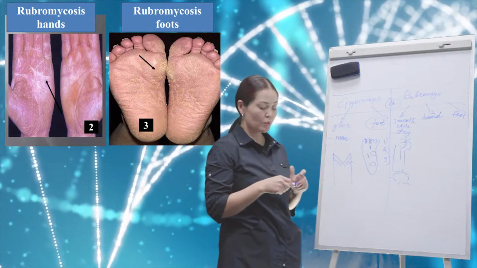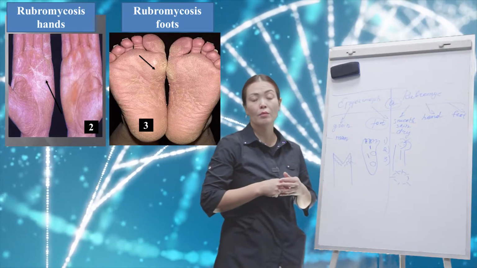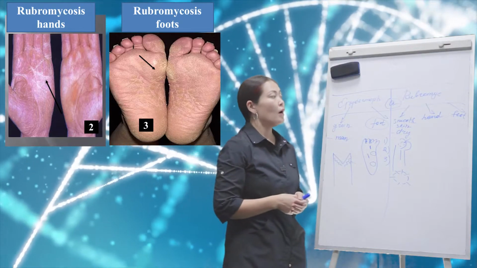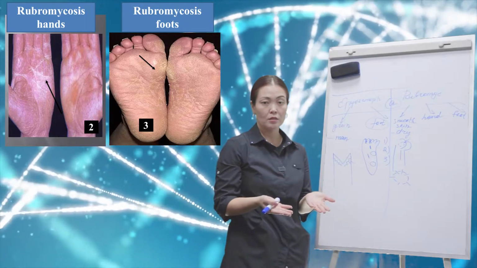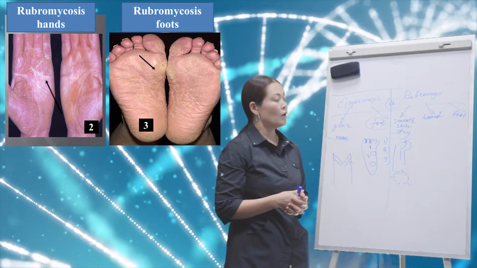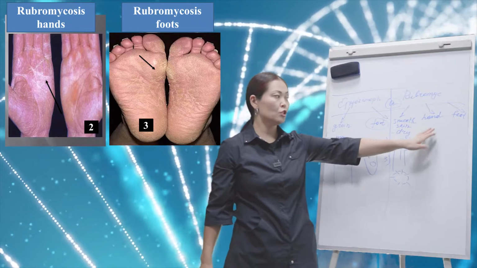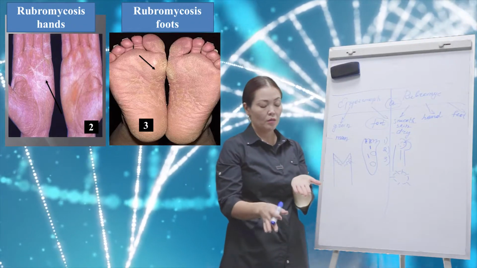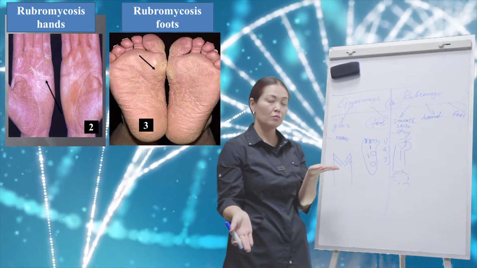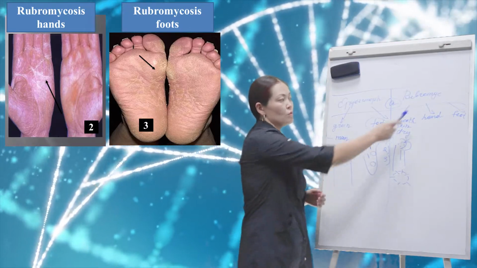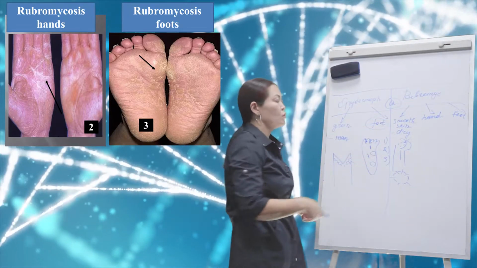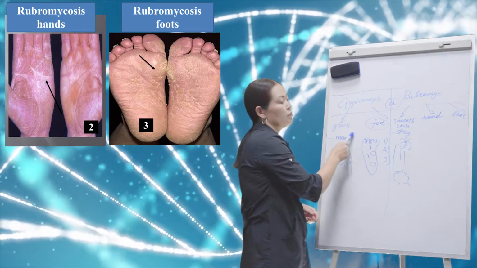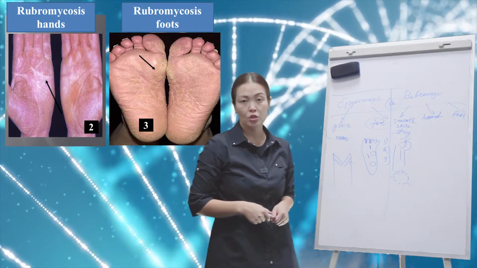But also, for example, if you can't do the microscopy test for your patient, you should look at the hands and foot region. It means that if the patient's hands are also involved in the pathological process, with lesions or peeling present on the palms and soles, your diagnosis should mostly be rubromycosis, because in epidermophytosis the patient's hands don't go into the pathological process.